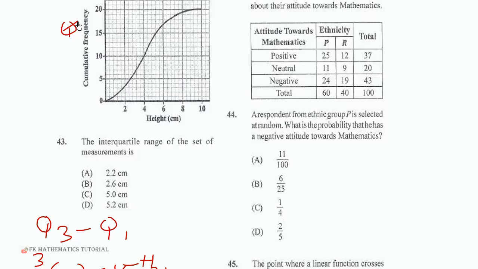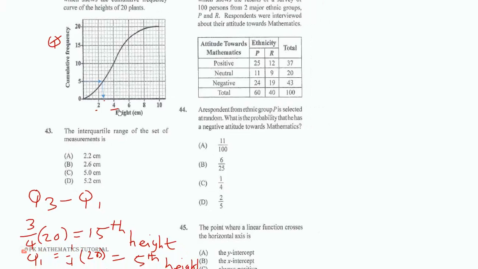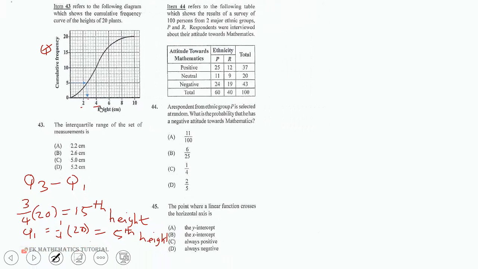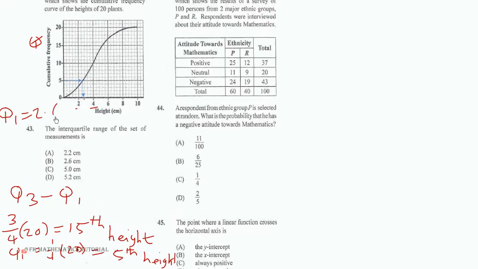So for Q1, we trace it from the graph. It is in the middle between the first and second box. Each box here is 0.4, because from 2 to 4 is 2 units, divided by 5 boxes, which gives 0.4 for each box. Between the first box and the second box, that will give us 2.6. So the first quartile Q1 is 2.6.